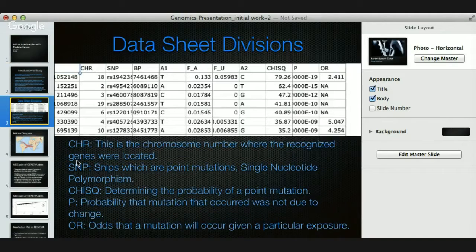So this is just a small snippet of what my R Studio output represented, just for a quick touch base. We have the CHR, the chromosome, and the SNP. We have age incorporated into the database, as well as the p-values. We have the OR, which is the odds that a mutation will occur given a particular exposure. And the p-value, which is the probability that a mutation will occur due to a specific change. Hopefully everyone knows what SNPs are. They're single nucleotide polymorphisms. So that's a small overview of what the initial data looked like.